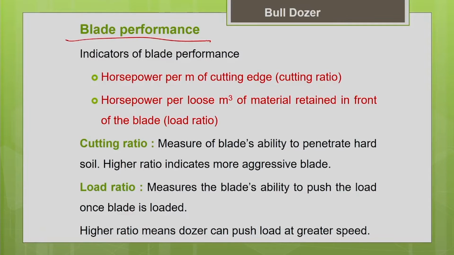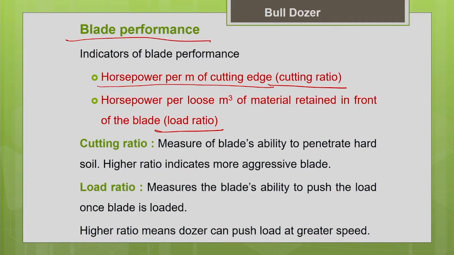Blade performance. Now let us see how to assess the performance of the blade. There are some indicators of blade performance, some parameters which quantify the performance of the blade. One is cutting ratio, the other one is load ratio. The cutting ratio indicates the cutting ability of the blade. I can know it from the cutting ratio. It is defined as horsepower per meter of the cutting edge of the blade.